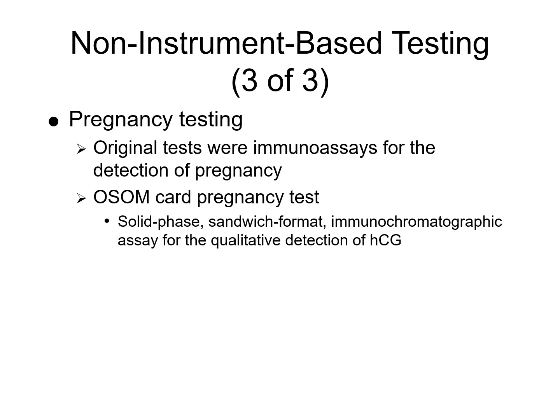So just in summary, pregnancy testing relies on immunoassay principles, typically using a solid phase sandwich format assay. The OSOM card test provides rapid qualitative detection of HCG. And again, we need the proper technique, specimen handling, and QC to ensure accurate and reliable results.